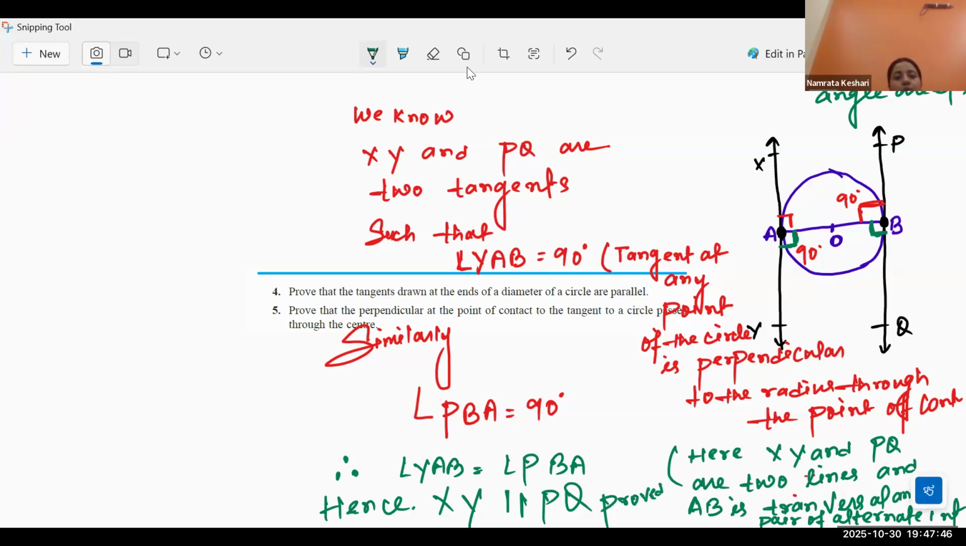Okay, we were supposed to prove that tangents drawn at the ends of a diameter of a circle are parallel. So we have already proved tangents are parallel. Before starting the solution, we could have written that we have to show that XY is parallel to PQ. Okay. Anyone having any confusion over here? Oh, no, ma'am. Please note down the solution. I'll take the next one, number 5.